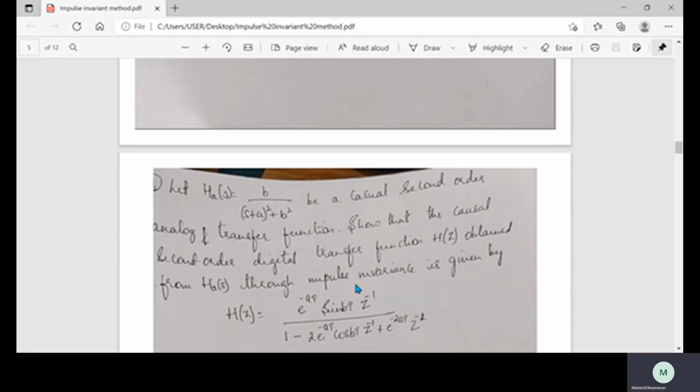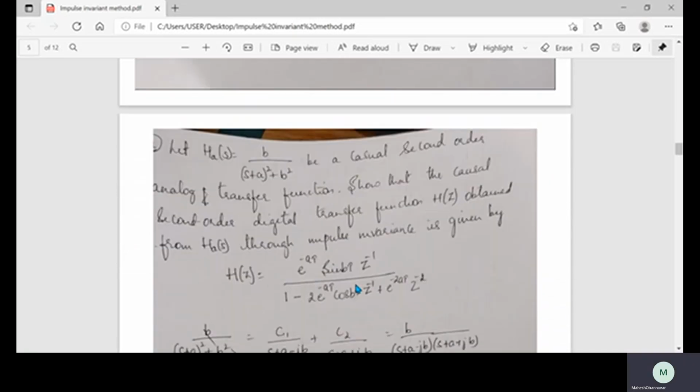In the same way, let us solve one more problem. Let HA of s is equal to b divided by (s plus a) whole square plus b square be a causal second order analog transfer function. Show that the causal second order digital transfer function H of z obtained from HA of s through the impulse invariance method is given by this equation. So HA of s is what they have given, b divided by (s plus a) whole square plus b square.